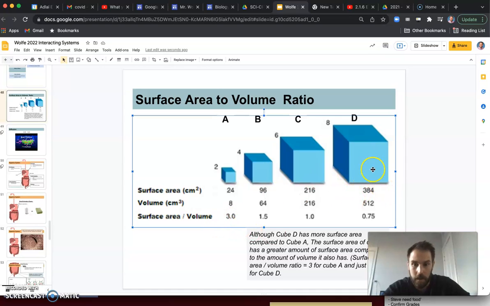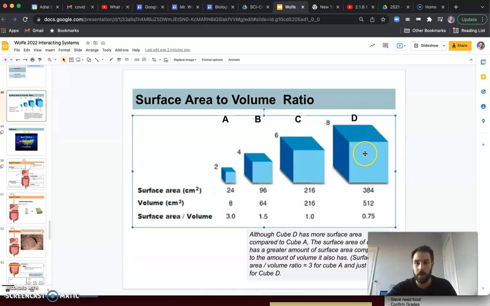Even though this one has more surface area in terms of the number, the ratio is actually more for the smaller cell. In other words, there's way more outsides, way more surface area compared to insides, volume of the cell. And in the big cell, there's a lot less outsides compared to the amount of insides. This affected diffusion because there was so much more volume. There just wasn't enough diffusion to go into all of the cell, where diffusion was able to happen really efficiently with the small cell.